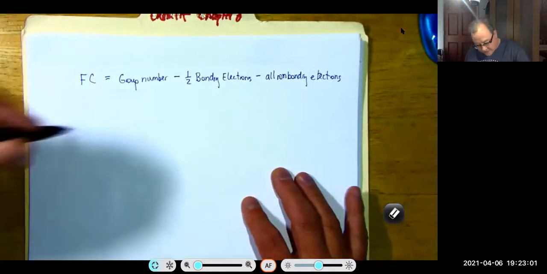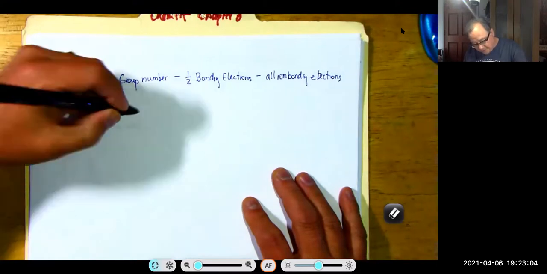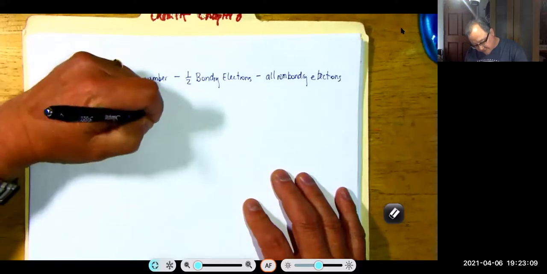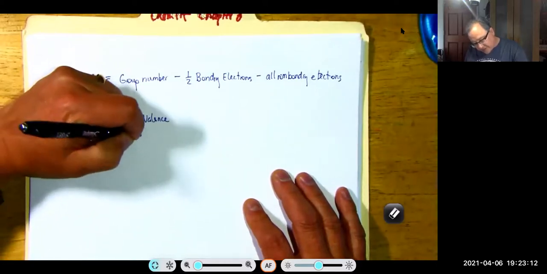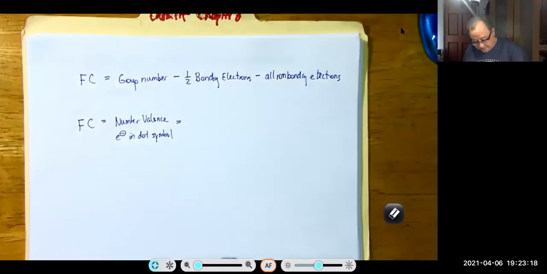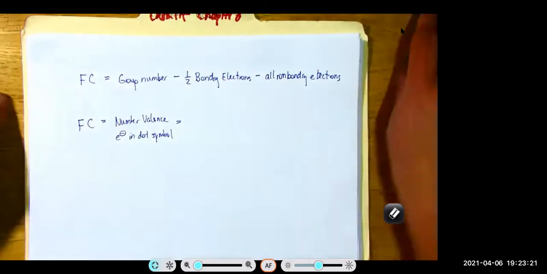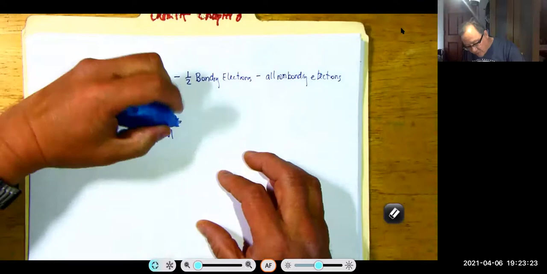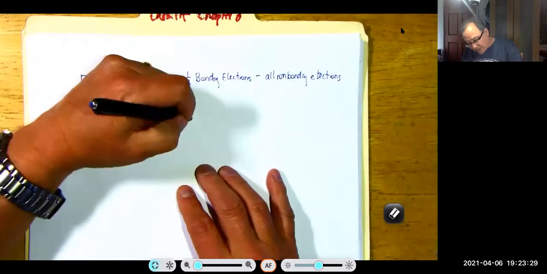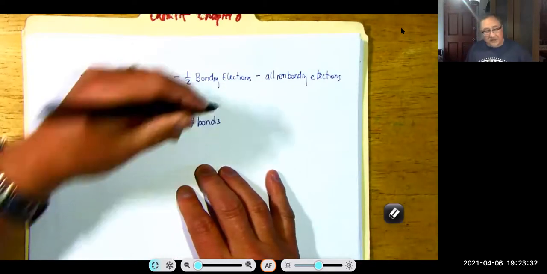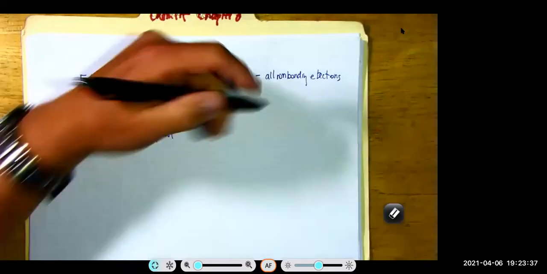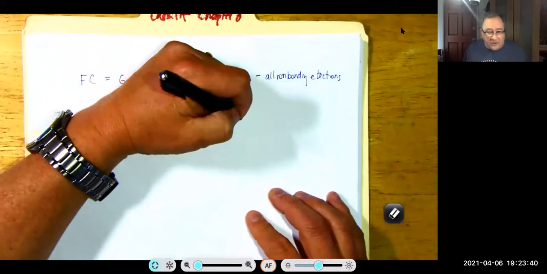Or you could write it as formal charge is equal to the number of valence electrons in the dot symbol, which we know is its group number, right? And then instead of 1/2 of the bonding electrons, you could say minus the number of bonds. Because isn't the number of bonds half of the bonding electrons? Yeah. And then you can say minus 2 times the number of lone pairs.